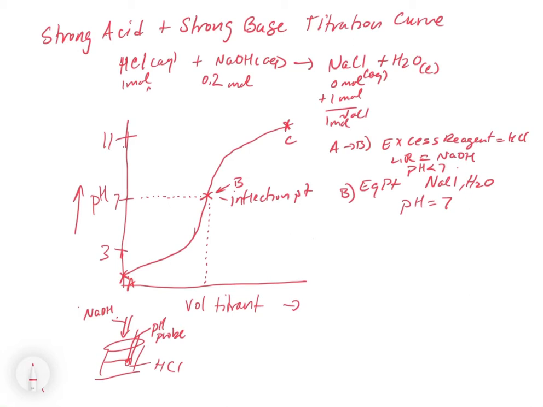We have an excess of HCl. We haven't reached the equivalence point. We're adding in NaOH, but we haven't gotten it all the way up to the amount of HCl we have. And so therefore we have excess HCl hanging around and our pH is going to be less than 7.